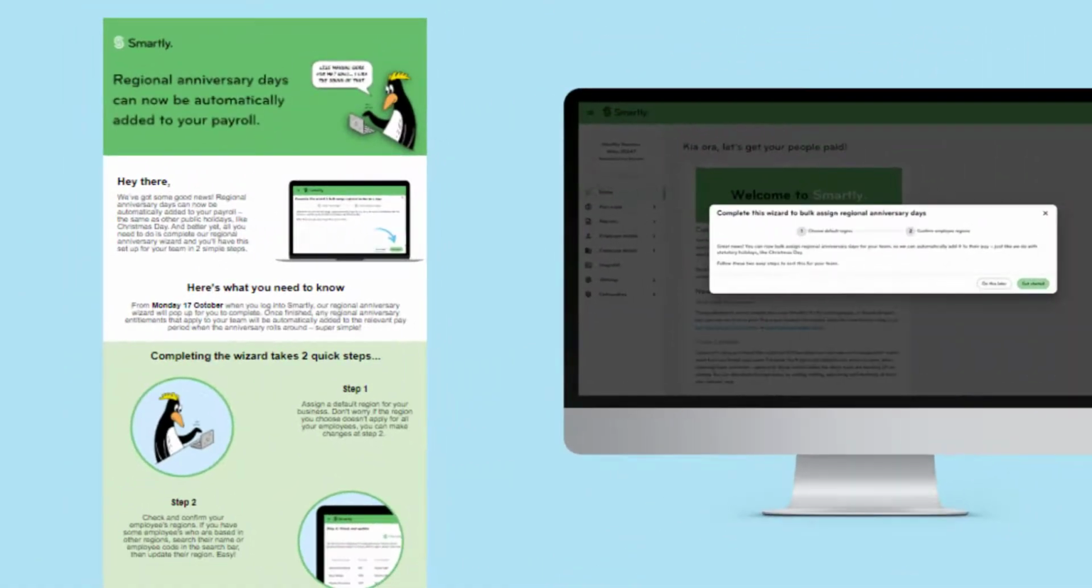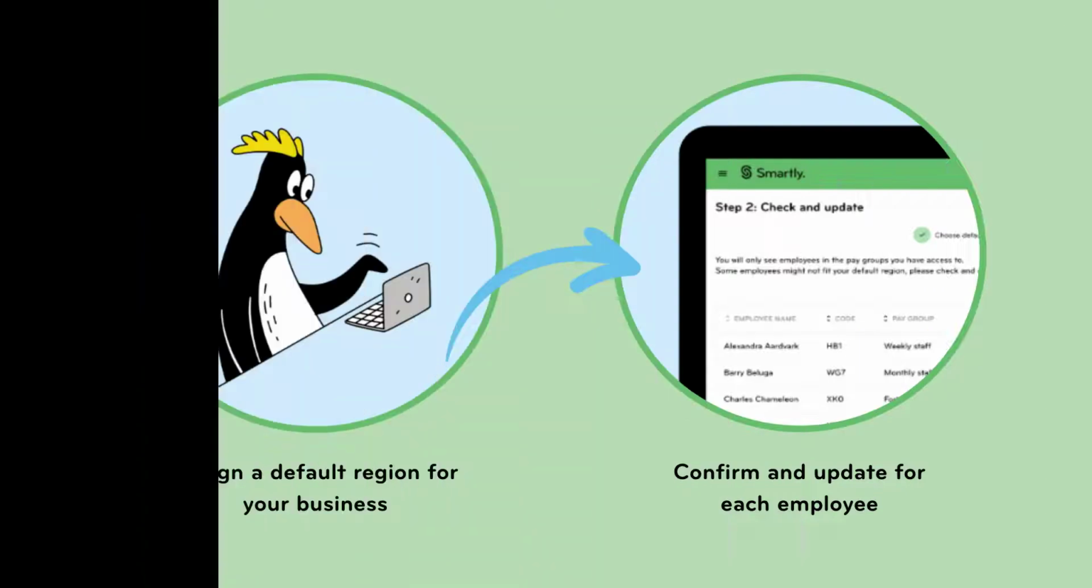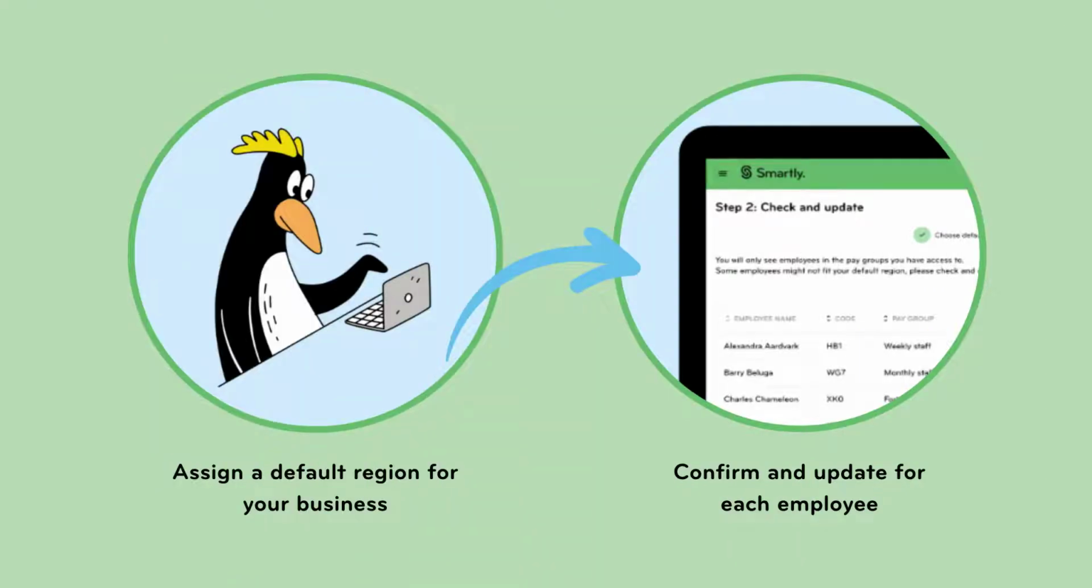Easy. Once the wizard has been enabled for your business, you'll receive an email from our team to let you know. The wizard will then appear the next time you log into Smartly. It'll only take 2 steps to bulk enable regional anniversary days for your whole team.